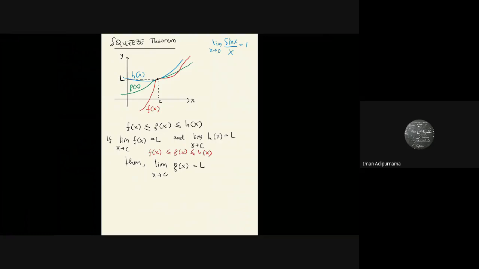And with this theorem, I want to try to find our approach to prove the limit as x goes to 0 of sine x over x equals 1. But I need to draw the geometry first so you can see how I will deal with this situation.